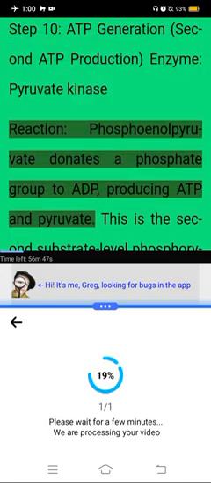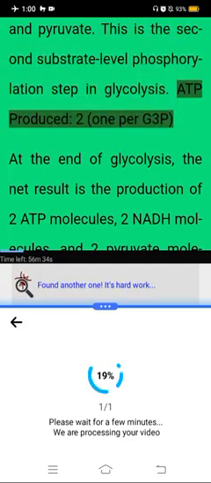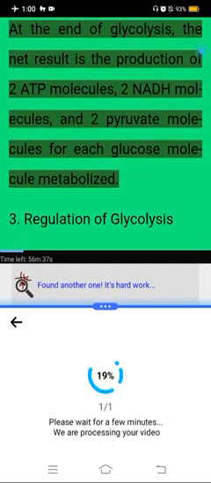Reaction: phosphoenolpyruvate donates a phosphate group to ADP, producing ATP and pyruvate. This is the second substrate level phosphorylation step in glycolysis. ATP produced: 2, that is 1 per G3P. At the end of glycolysis, the net result is the production of 2 ATP molecules, 2 NADH molecules, and 2 pyruvate molecules for each glucose molecule metabolized.